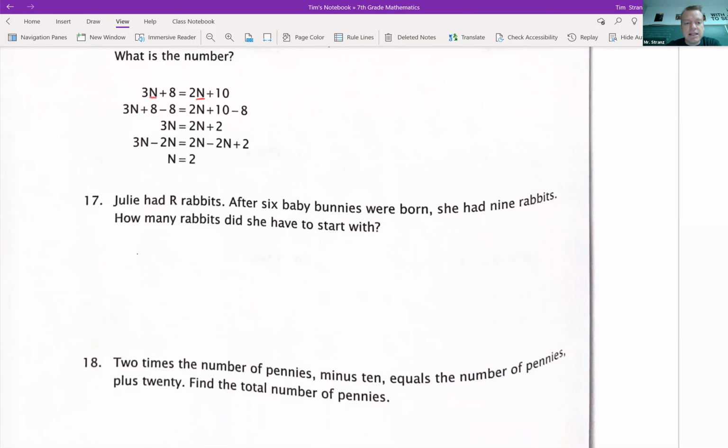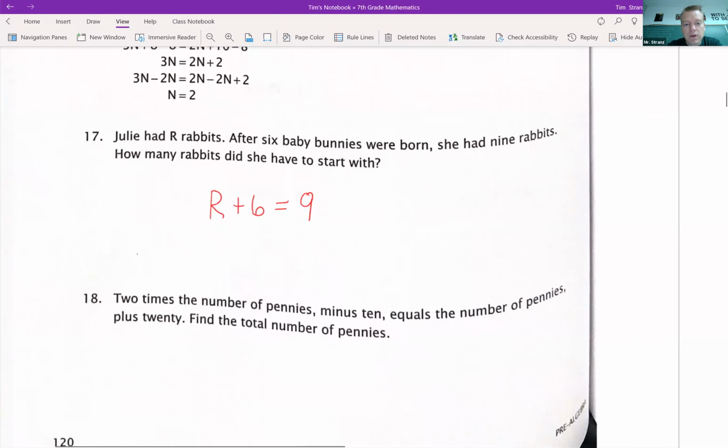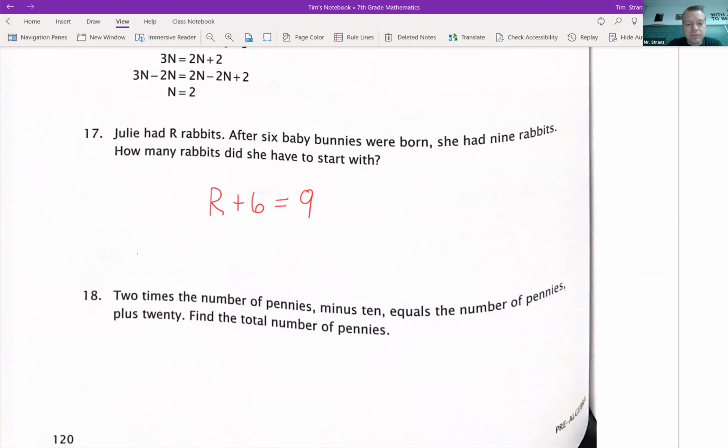Okay, so let's look at 17. Julie had R rabbits. After 6 baby bunnies were born, so R rabbits plus 6 were born, she had 9 rabbits. How many rabbits did she start with? Okay, so we can see now we have an equation.